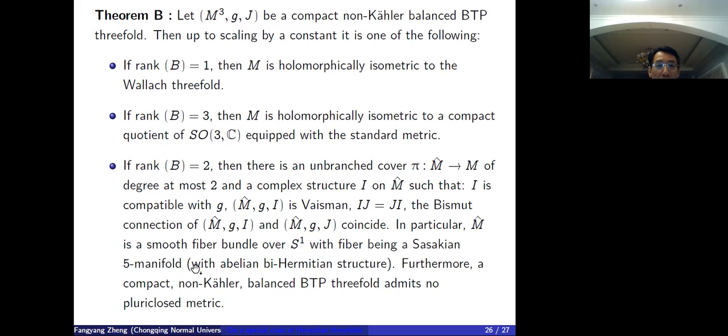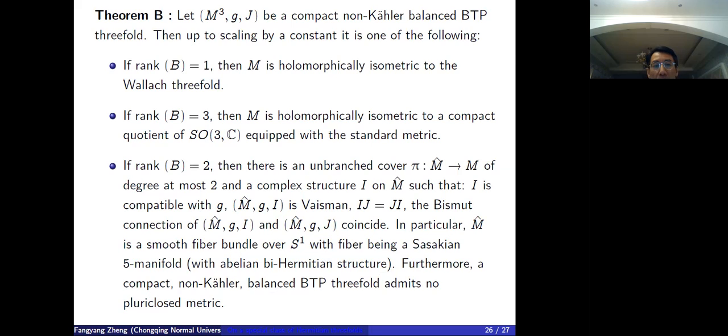And this Sasaki 5-manifold is also rather special. It has 2 Hermitian structures on it simultaneously, I and J, that commute, right? So we call it an abelian bi-Hermitian structure. In higher dimensions, we also have some generalizations, right? In higher dimension, this kind of phenomenon persists. Furthermore, on this middle type non-Kähler balanced BTP threefold, there's no pluriclosed metric on it. So it doesn't admit any pluriclosed metric.